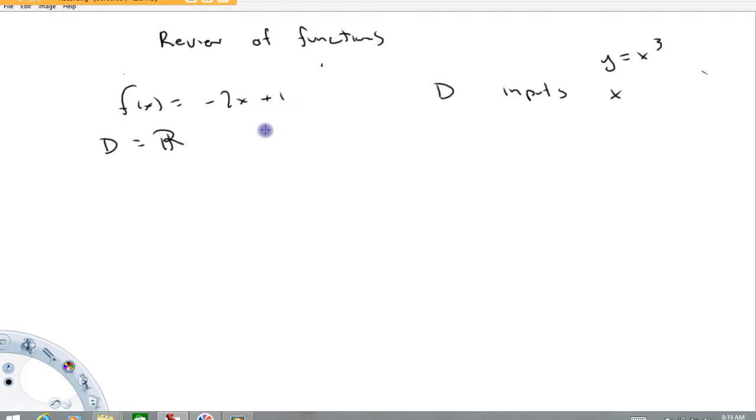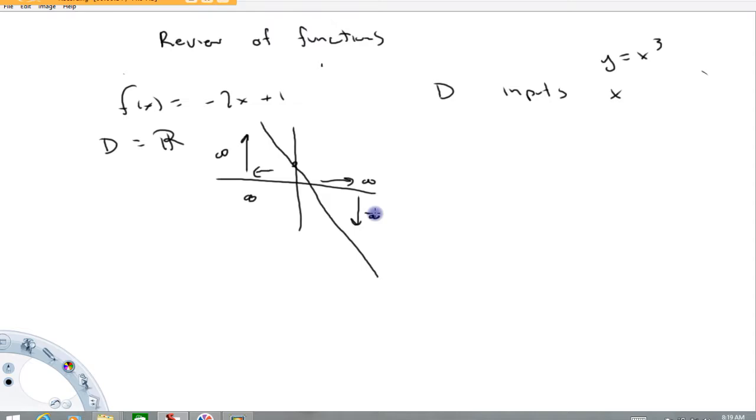Okay, range. Usually with range, what you want to do is get a graph of the thing and have a look at it. I'm just going to do a quick sketch here. This is a line, slope -2, intercept of 1. If I do a real quick sketch, it looks something like this. If we go this way infinitely far, this thing's going this way infinitely. And if we go to infinity this way, the graph is going to minus infinity in this direction. So the range of this function is all real numbers. So domain is all reals, range is all reals. Let's get rid of that.